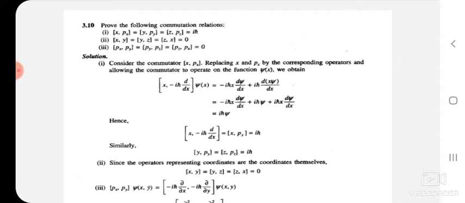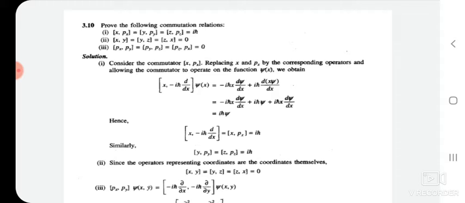If we operate those operators on a wave function psi of x, the operator of x is x, and the px operator is minus iħ ∂/∂x. Now if we operate that on psi of x, we get minus iħ x ∂psi/∂x plus iħ ∂/∂x of (x psi). Here x and psi both can vary with respect to x, that's why we have to use the UV formula.